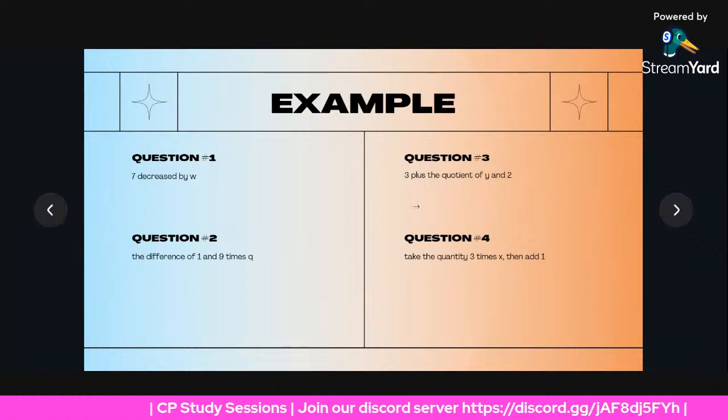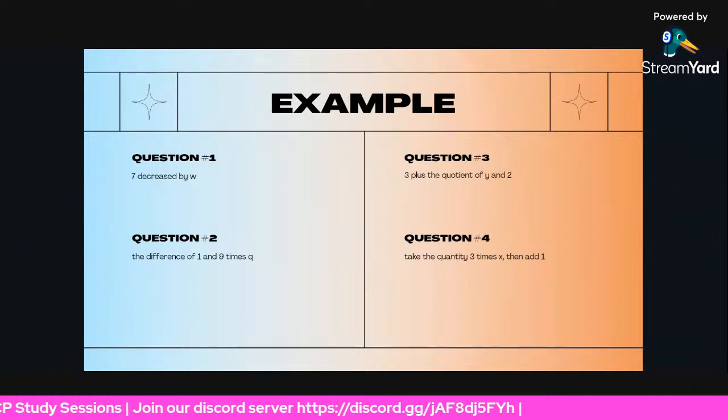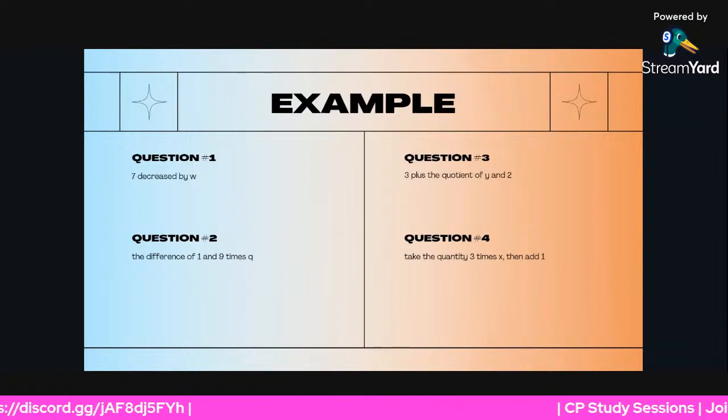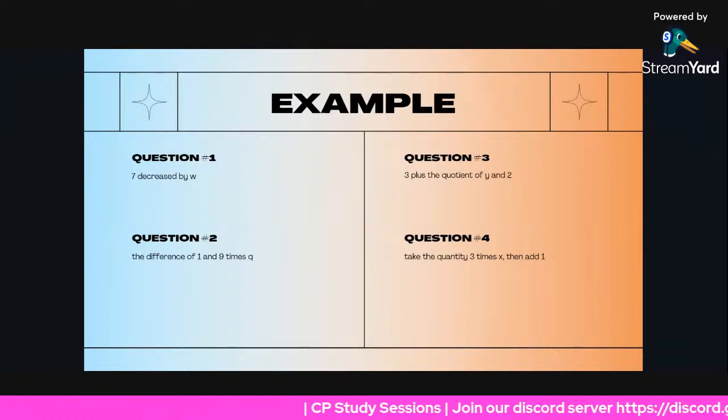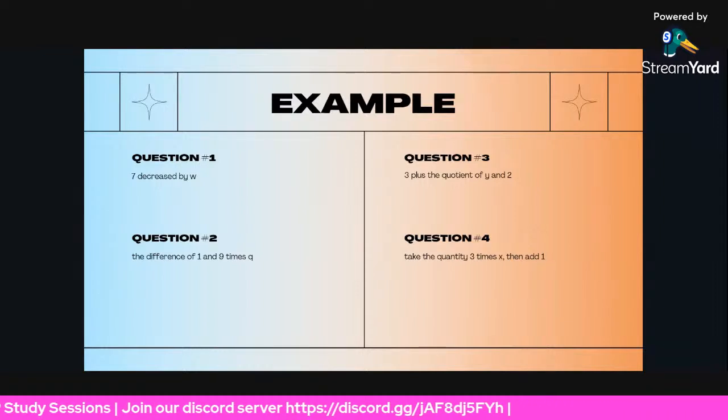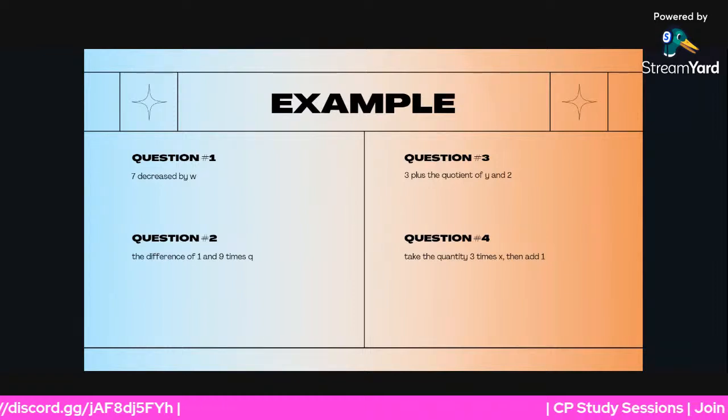So, question number 1. 7 decreased by W. So, ang key term natin is obviously decreased by, which falls sa subtraction. So, ang magiging sagot niya is 7 minus W. Then, yung key answers nasa next slide. So, before ko i-present yon, i-explain ko muna para hindi kayo masyadong mabigla saan nanggaling yun.